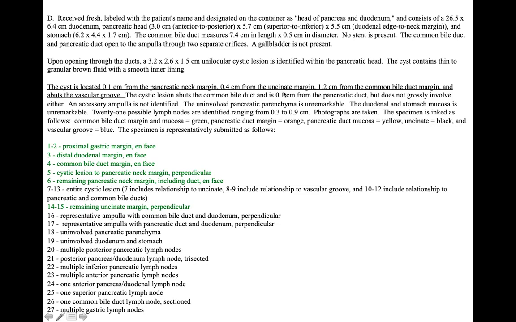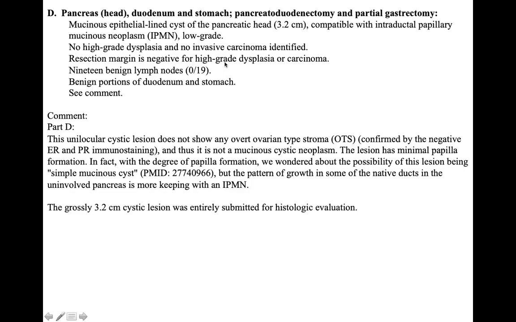In green, you can see that the margins are highlighted, and then you describe the lesion and measure the lesion relative to all the margins. This is all pretty standard, but you really just want to describe the lesion and measure it relative to all the margins. And then this is signed out as a mucinous epithelial-lined cyst of the pancreatic head, compatible with intraductal papillary mucinous neoplasm.